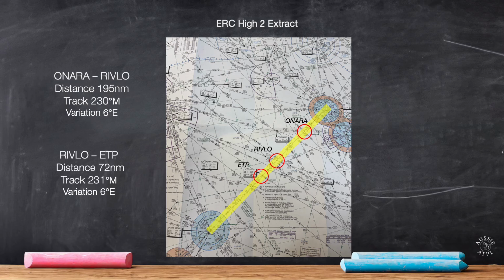Do the same for Rivlo to our equal time point, because we have a route sector wind and temperature which cuts off in the middle at Rivlo between Cairns and Mount Isa. So we'll have different winds between Onara and Rivlo compared to Rivlo and our equal time point. And then we've got our equal time point to Alice Springs, which is a distance of 352 nautical miles. This will include our descent from flight level 240 with one engine inoperative down to Alice Springs also.